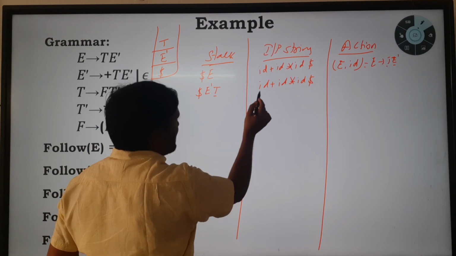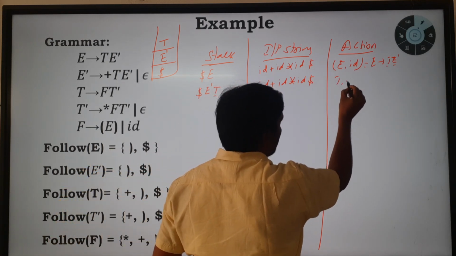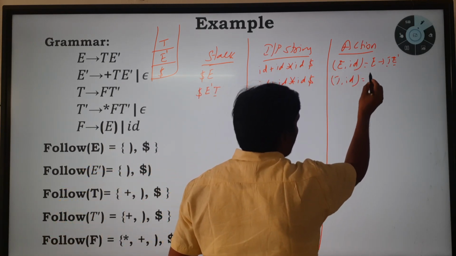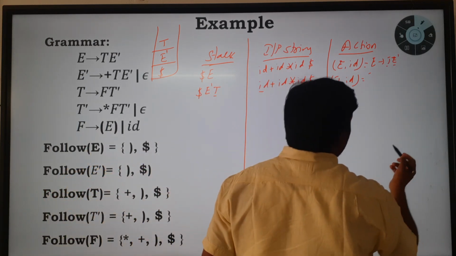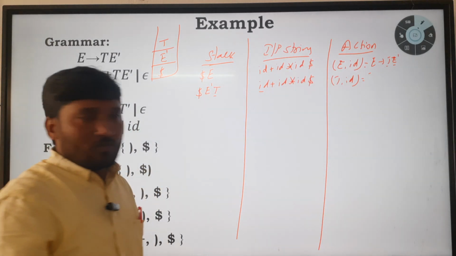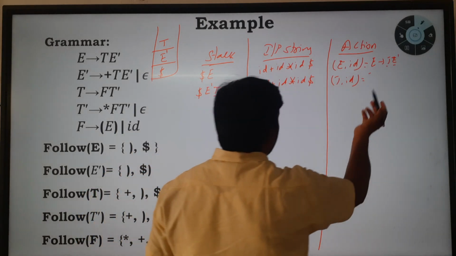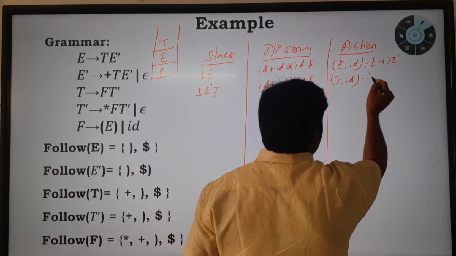Next is T comma ID. What is T comma ID? Now look at the table. T comma ID becomes F T dash.